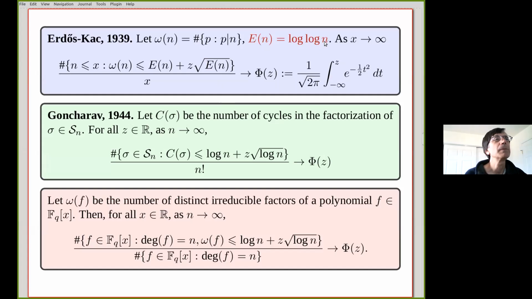I guess this was supposed to be an x here, and this is supposed to be an x. And I think this is supposed to be an x too. Yeah. All right, so some typos here.